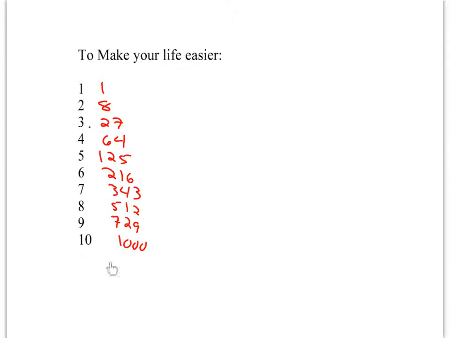Write these ones down as well. These are our perfect cubes. 1 cubed is 1, 2 cubed is 8, 3 cubed is 27, etc., all the way up to 10 cubed is 1,000.